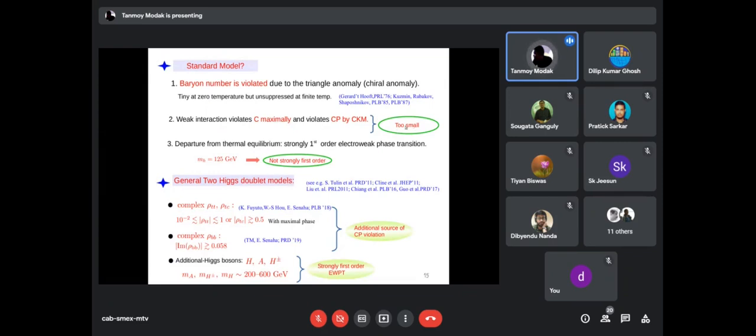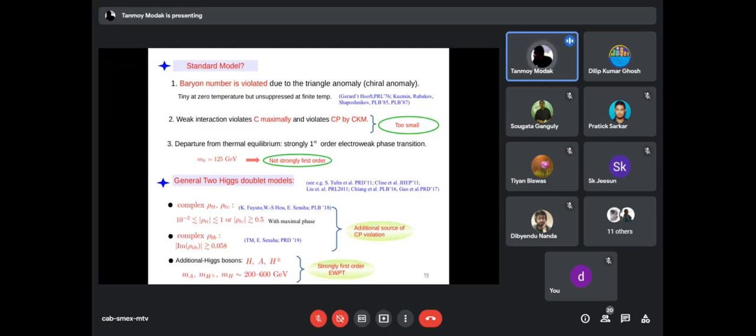So the too-small CP violation is accounted for here, along with additional Higgs bosons. You have additional parameters in this Higgs doublet model, which can, in principle, induce a strongly first order phase transition, and it has been shown that due to the presence of this additional Higgs boson, one actually has a strongly first order phase transition. So in fact, in the general Higgs doublet model, one can successfully account for this observed baryon asymmetry of the universe. Of course, there are some uncertainties.